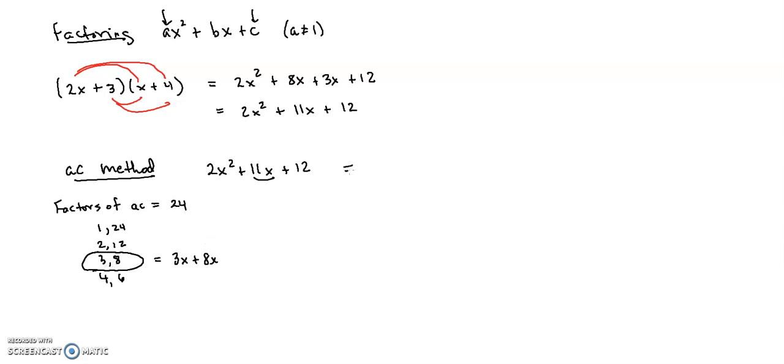So we're going to rewrite this as 2x squared plus 3x plus 8x. The order doesn't matter. You can do 8 and then 3 or 3 and then 8. It does not matter. It'll come out the same in the end. Plus 12. Okay, so we break up that middle term. Now, if you look at this, 4 terms, what do we remember? Factor by grouping.